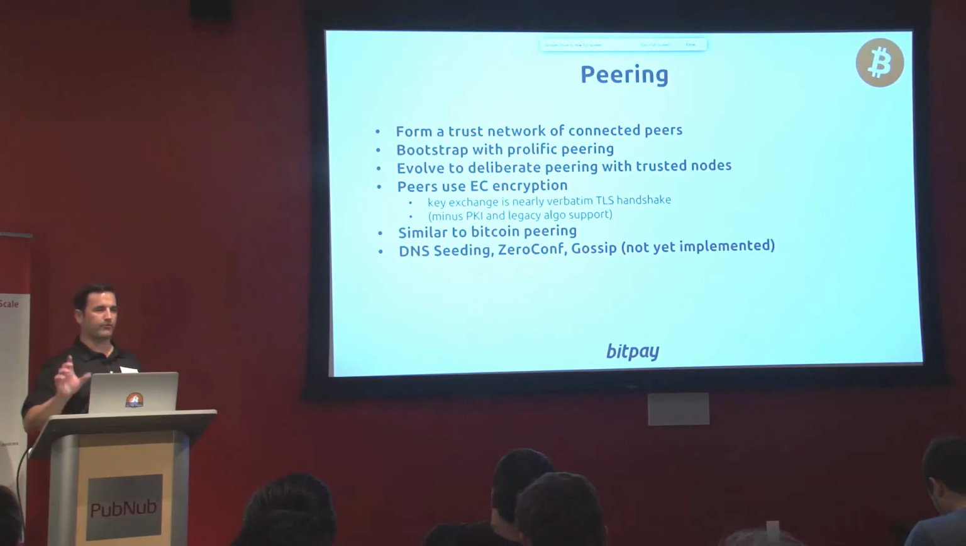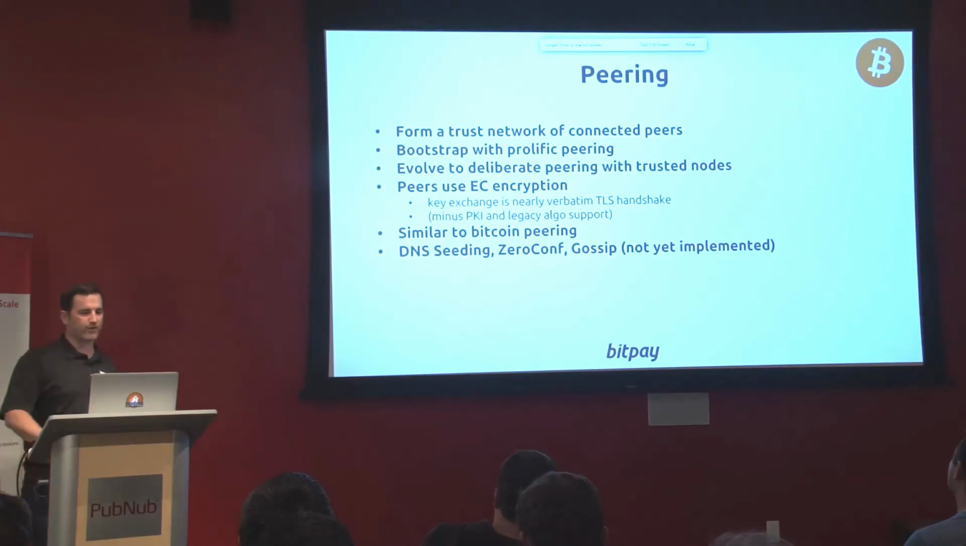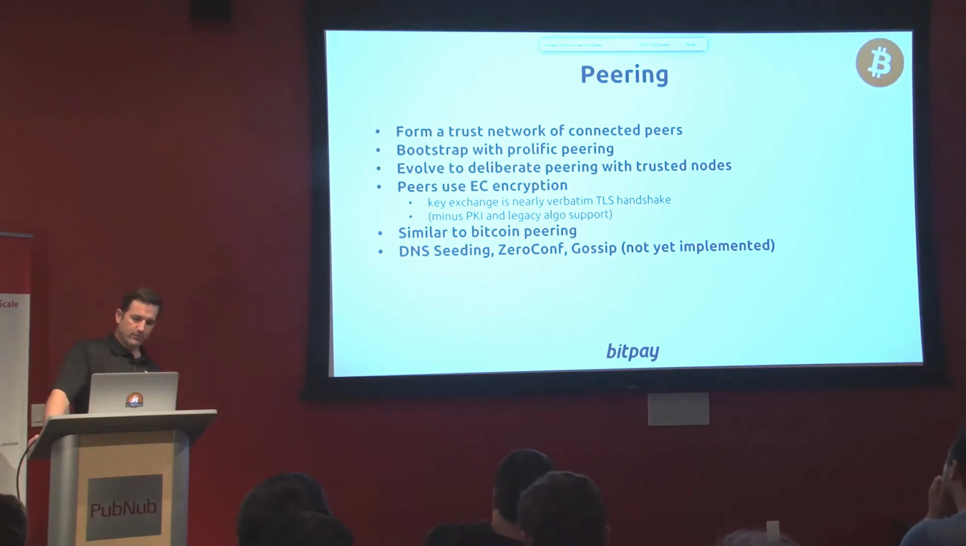So the peers, I mentioned before, each link is encrypted. We're using elliptic curve cryptography, just like Bitcoin. Key exchange is nearly verbatim an implementation of the TLS handshake, minus all the legacy algorithm support. And then, also, you don't need to do the PKI X509 signature validation. We do DNS seeding very similar to Bitcoin. I've also added zero-conf connections. So if you're running on a local area network, it'll form a direct connection over the LAN to peers that are also running on the local network.